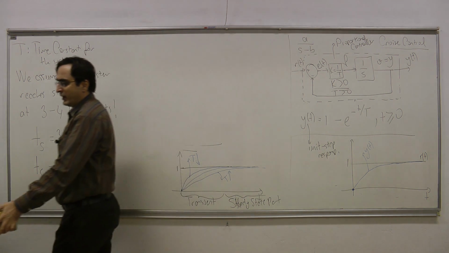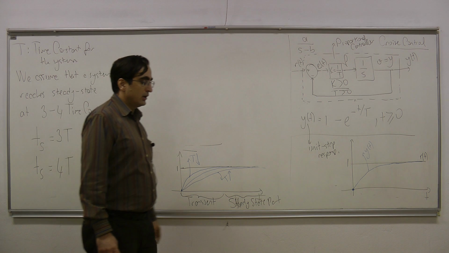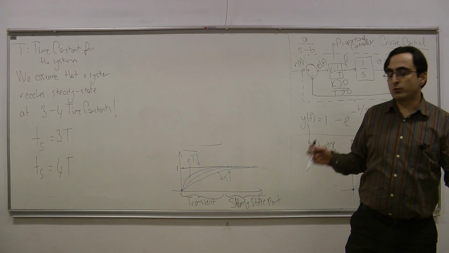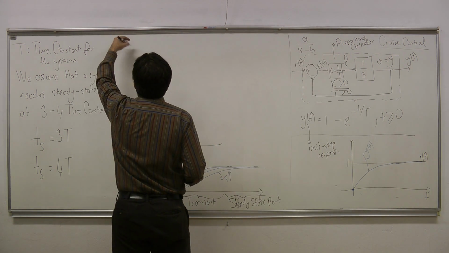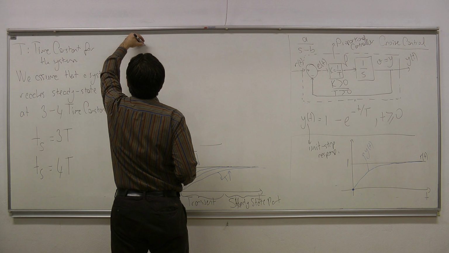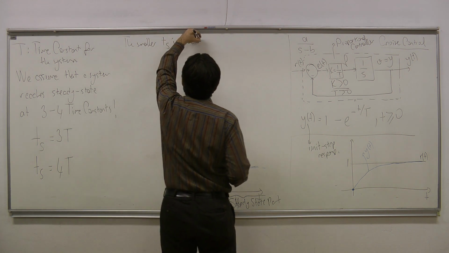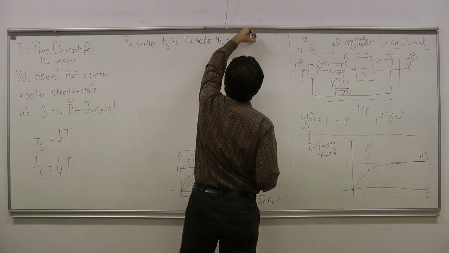So what is good for us? A smaller settling time or a larger settling time? Which is better for us? We usually want smaller settling times. So the smaller Ts is, the better the control system.